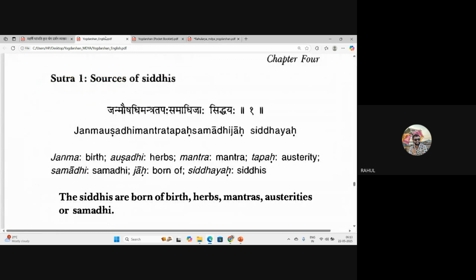Let us start all the sutras about the Kaivalya Pada one by one. Sutra number 1. Hope you got an idea about the Kaivalya Pada from the little introduction. Yes, the first sutra is Janma, Aushadhi, Mantra, Tapa, Samadhi Ja, Siddhayah. So it means these are the 5 main things through which we can attain the Siddhi. Siddhi means perfectness.